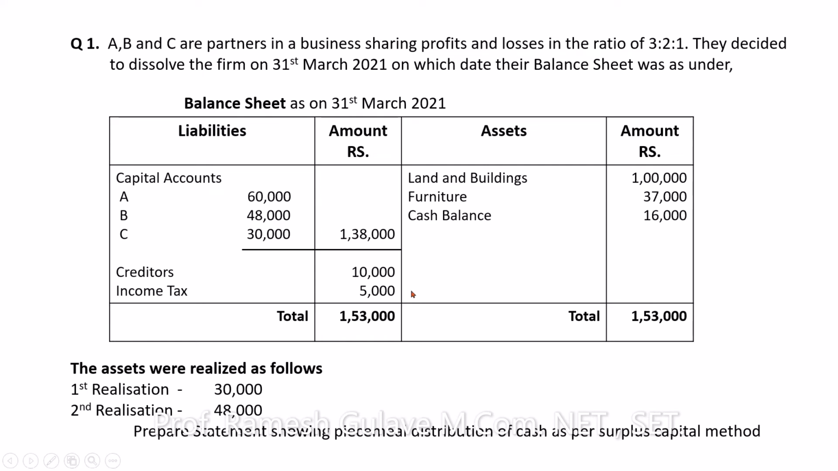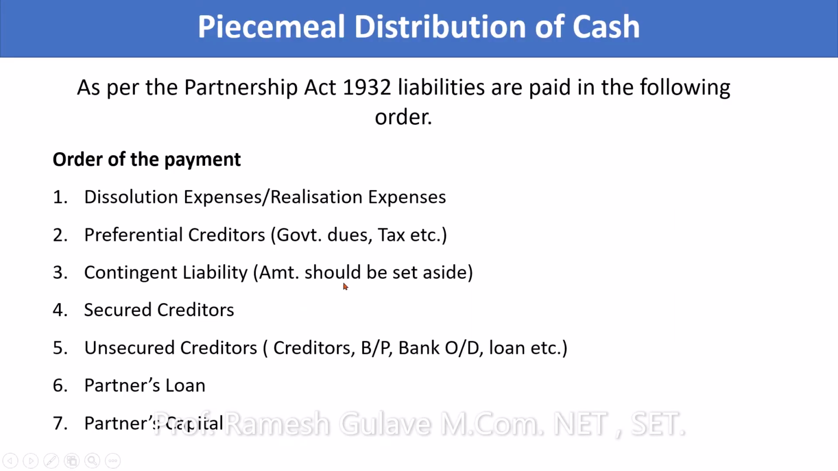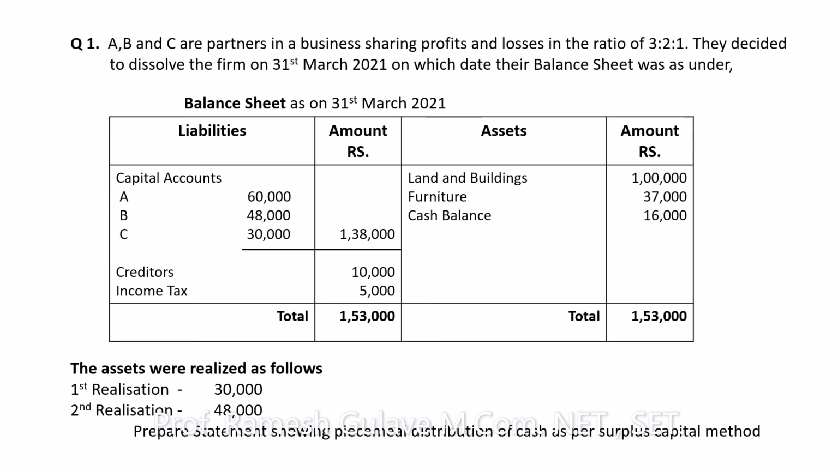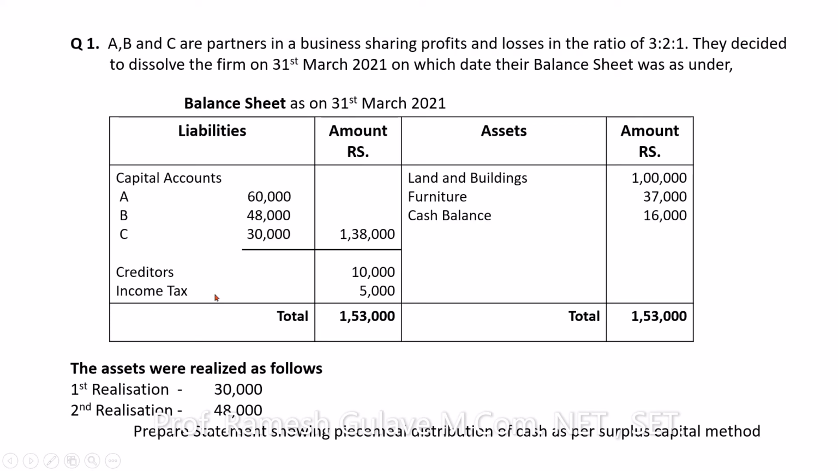Okay, so first point is not there. Then secondly, in order of payment, it is given that we have to pay for preferential creditors. So we have already seen here that preferential creditors include government dues and taxes, all kind of taxes, right? So here we can see the income tax is there.